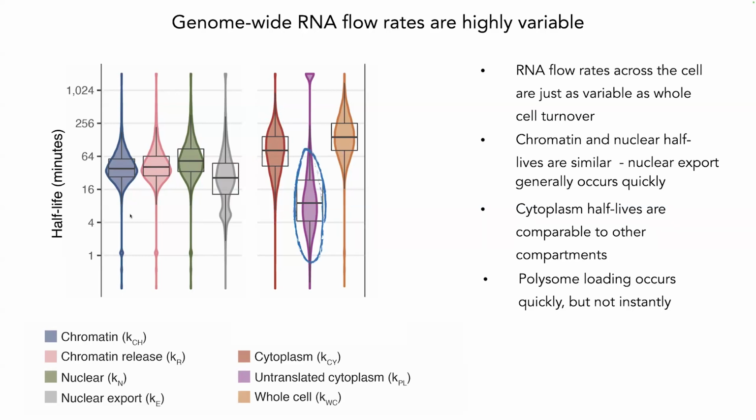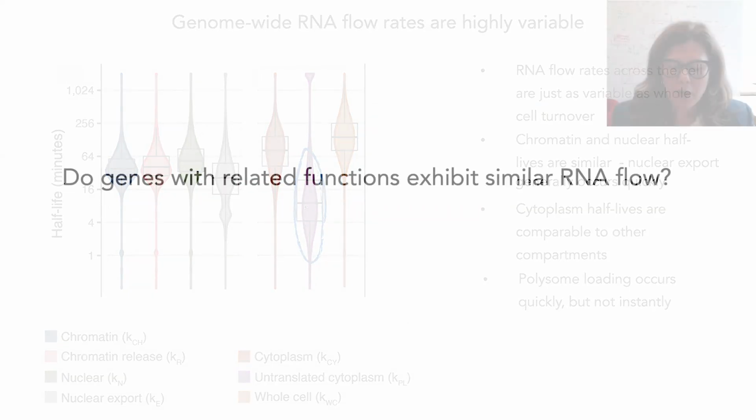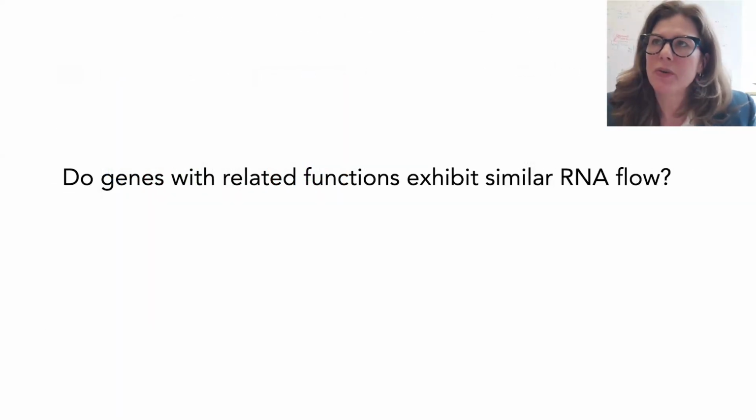And finally, we could measure an estimate for polysome loading, and we found that it's fast, but it's not instantaneous. It's not as if the RNAs emerge into the cytoplasm and immediately find a polysome. So with all of this heterogeneity we wondered why.